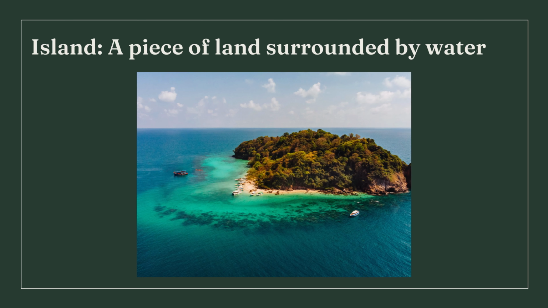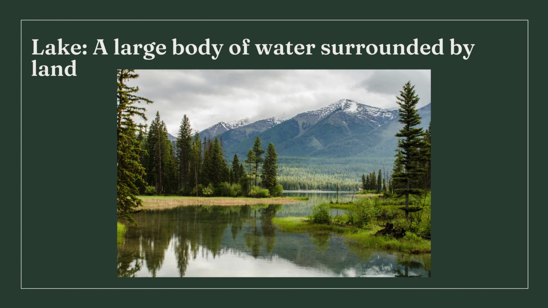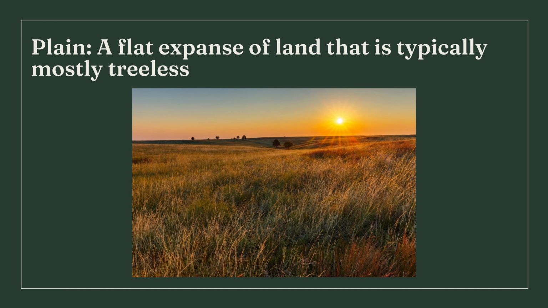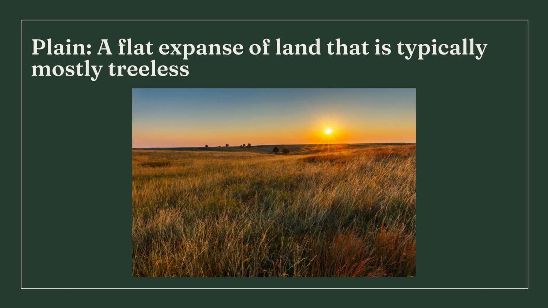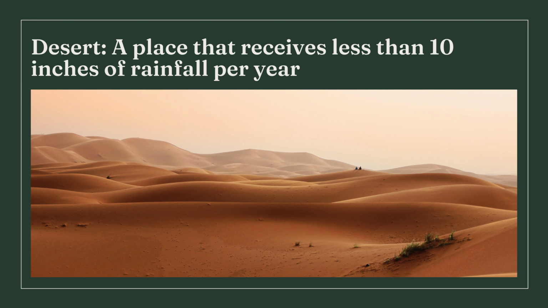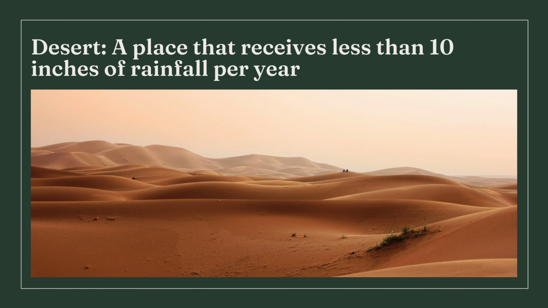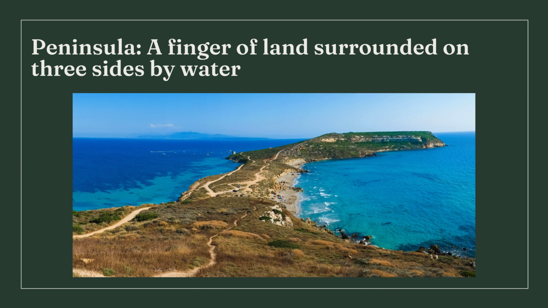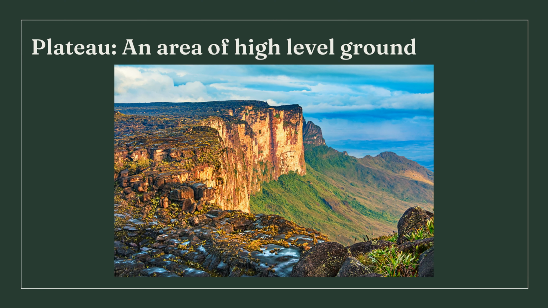An island is a piece of land surrounded by water. A lake is a large body of water surrounded by land. A plain is a flat expanse of land that is typically mostly treeless. A desert is a place that receives less than 10 inches of rain per year. We typically think of these being hot, but that's not always the case. A peninsula is a finger of land surrounded on three sides by water. And a plateau is an area of high level ground.